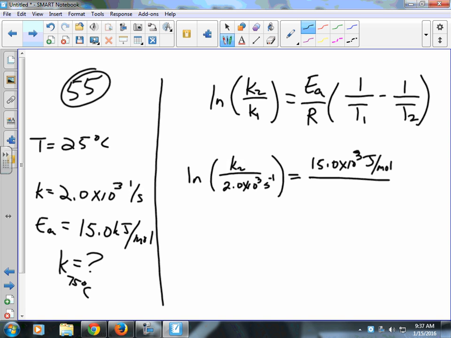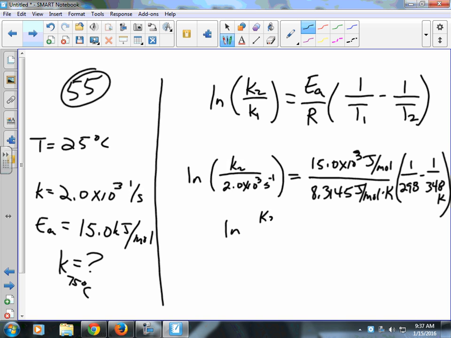And then you have to change the temperatures to Kelvin. R is the ideal gas constant. Okay, so then we punch all that in the calculator, and we get that ln of K2 over 2 times 10 to the third equals, do all this math, and it should come out to 0.87. Y'all try this, and make sure you can get it.